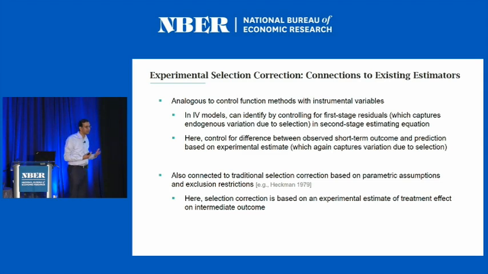Another connection that you might see, this is why we're calling this experimental selection correction, is a connection to traditional selection correction methods that are based on parametric assumptions and certain exclusion restrictions. So if you think back to the original Heckman, include the inverse Mills ratio in your estimating equation. It's based on a certain parametric model to correct for selection.